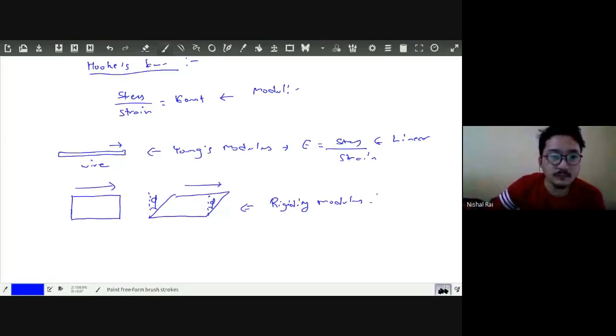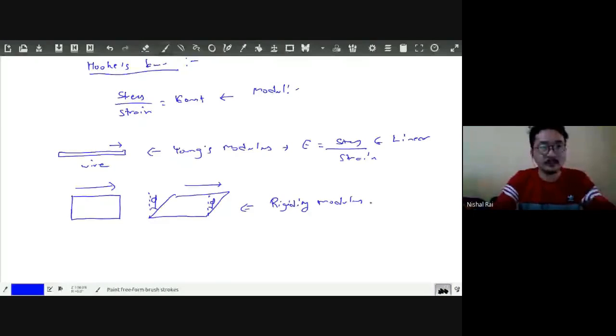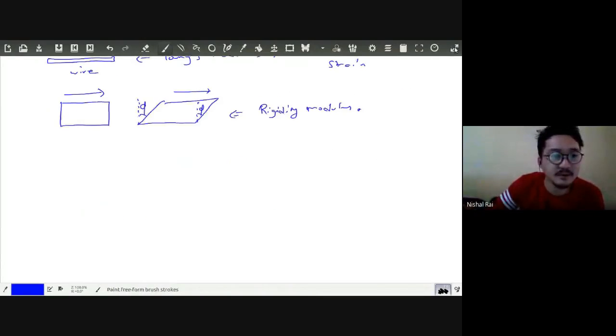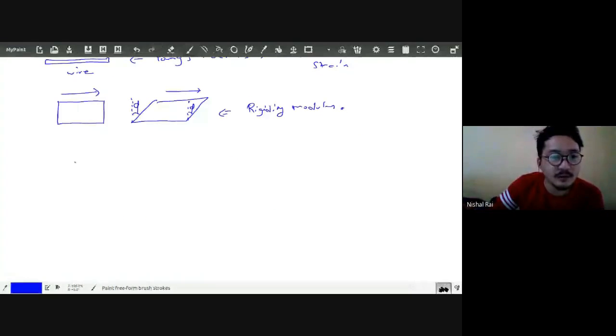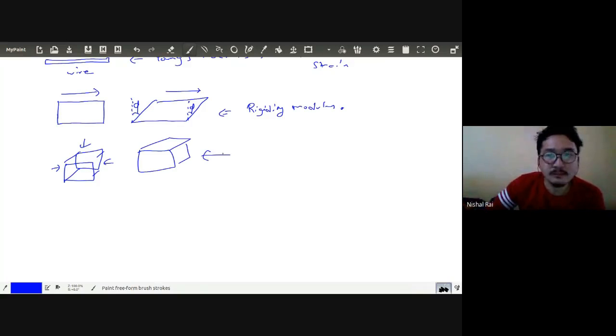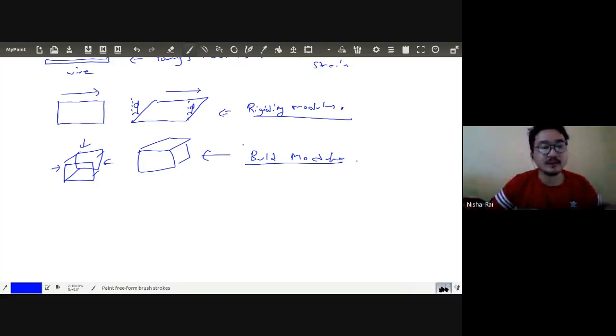Called your rigidity modulus. And finally, for your three-dimensional object, whether it's expanding, let's say a cube is getting contracted or it's getting expanded, actually, it doesn't matter. The change in its dimension to stress was given as what here? Bulk modulus. Now, these are the three quantities or three constants that you all will be dealing with.